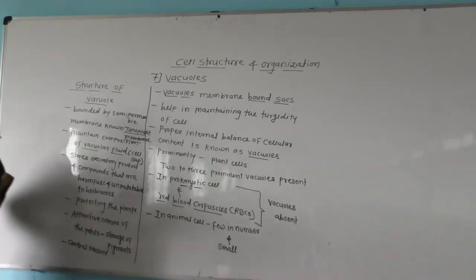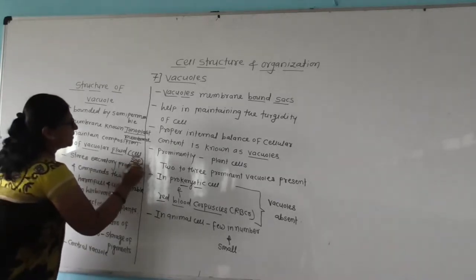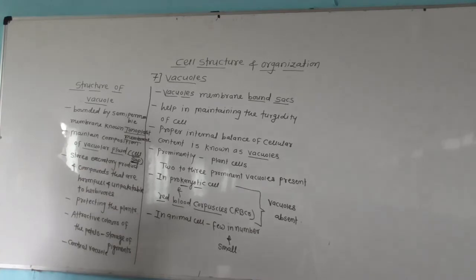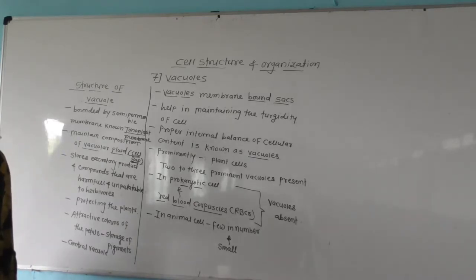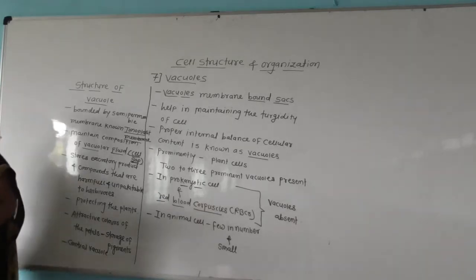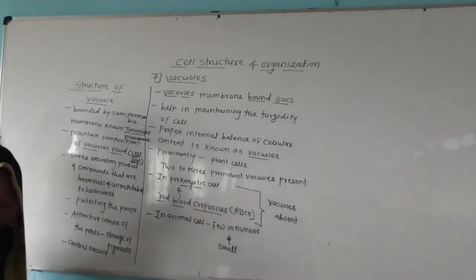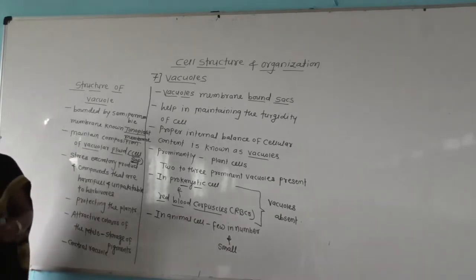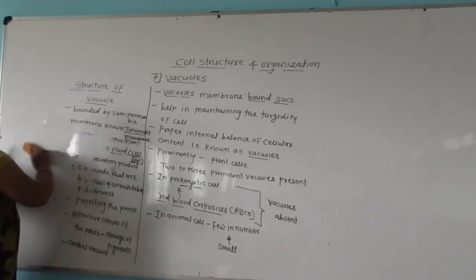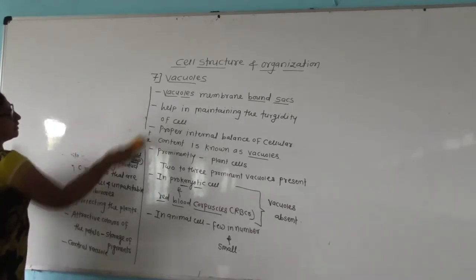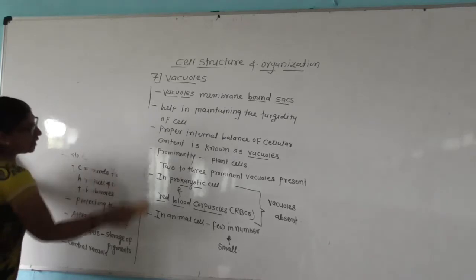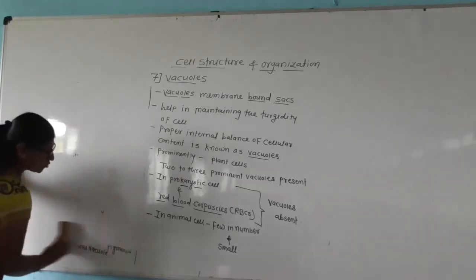The cell sap or vacuolar fluid of the central vacuole is a store of various ions and is hypertonic to cytosol.